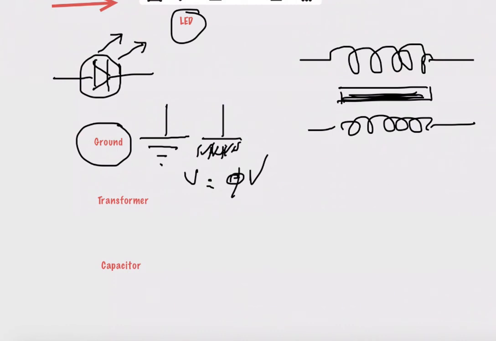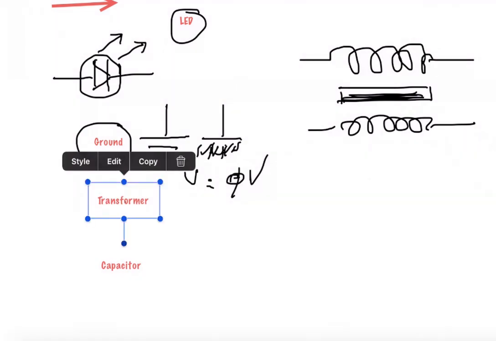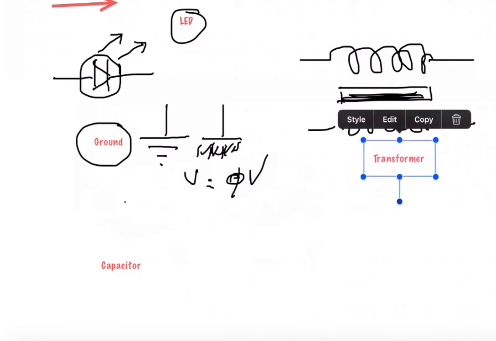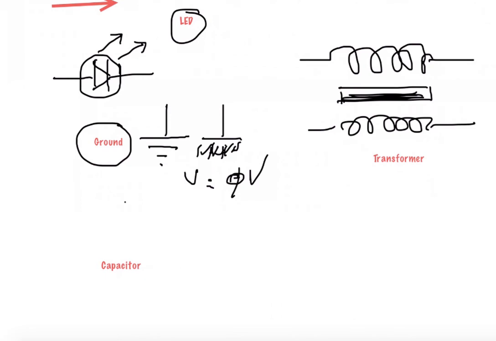For the transformer, depending on the function of this transformer here, we can have an elevator or a reducer. So in most of the cases, it is represented by something like this. So we have the two spirals on each side. One is called the primary, another one is called the secondary.